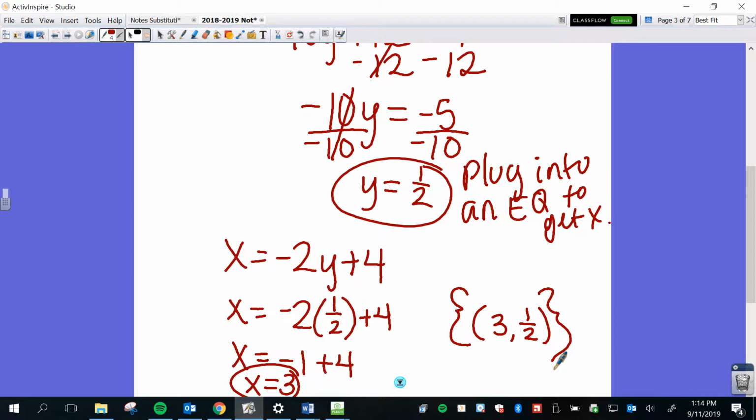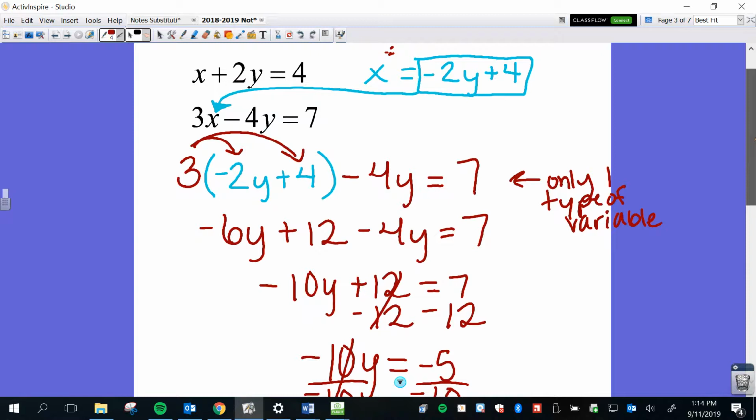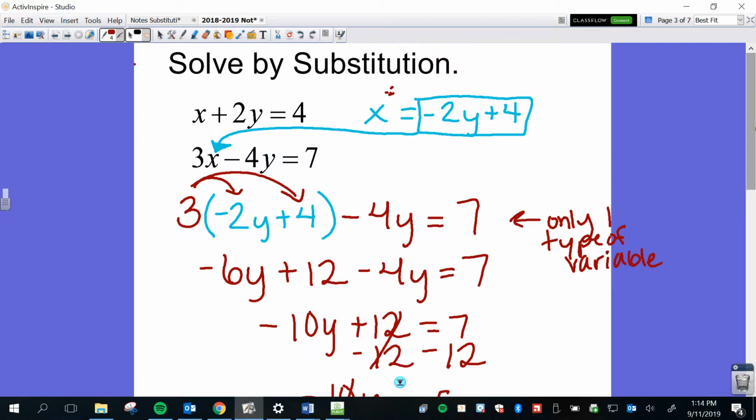Plug it back in the equation, and you can kind of do this mentally, right? All right, 3 for x, 1/2 for y. Let's just check. 3 plus 2 times 1/2 is 1. Is 3 plus 1 4? Yes. Yep. 3 times 3 is 9, minus 4 times 1/2. 1/2 of 4 is 2. 9 minus 2 is 7.